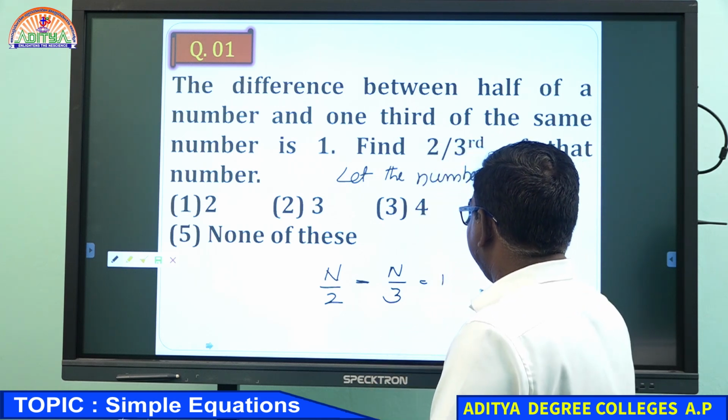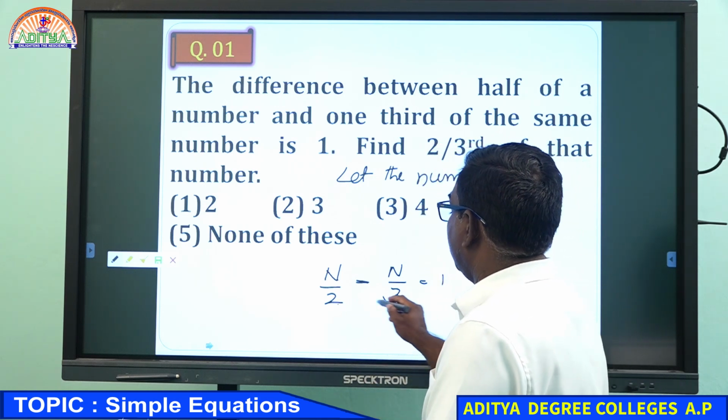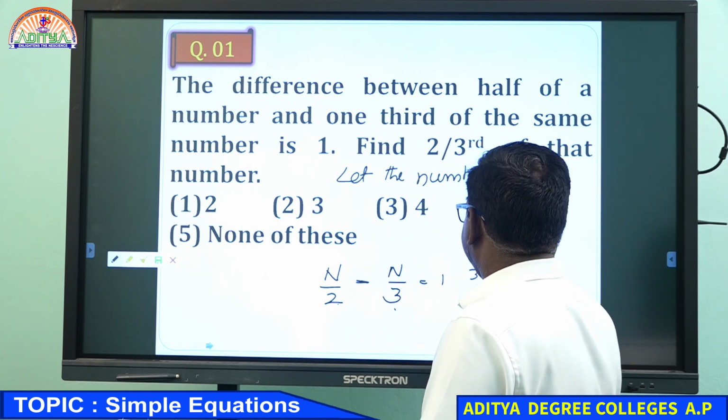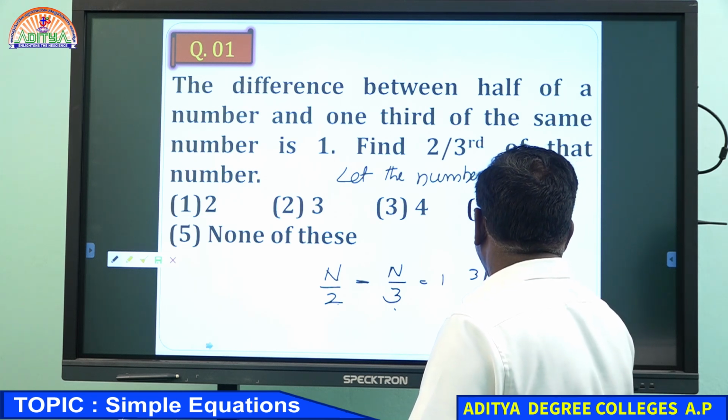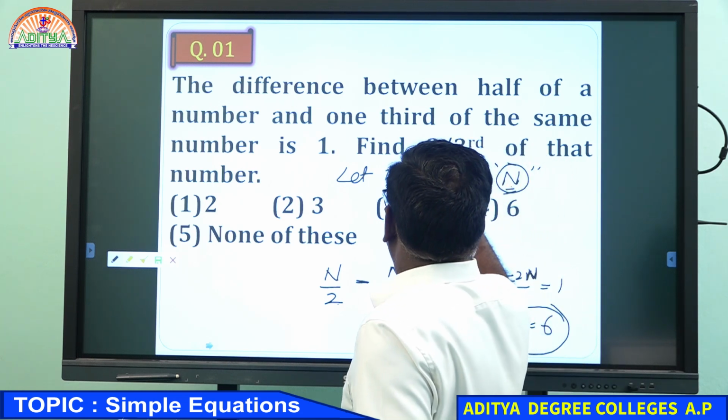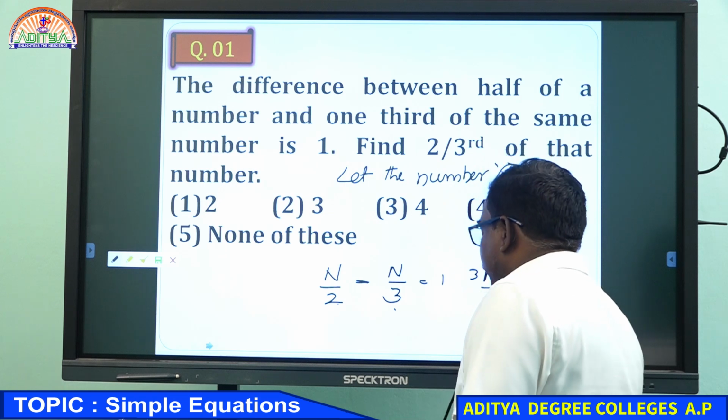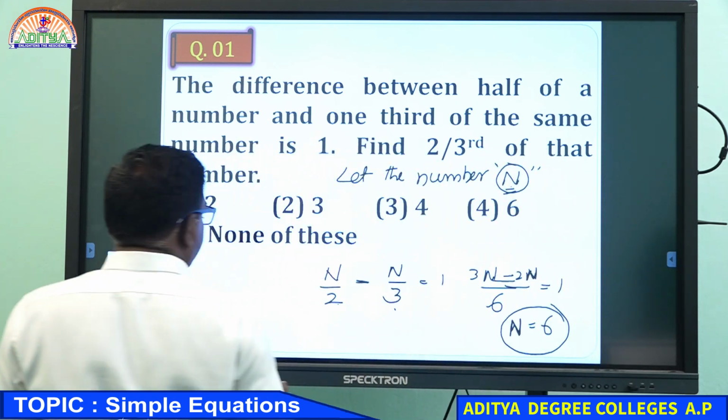Now 6 is the LCM here, so 3n minus 2n equals 1. So 3n minus 2n means n equals 6. The number is 6, but the question is asking to find 2/3 of that number.